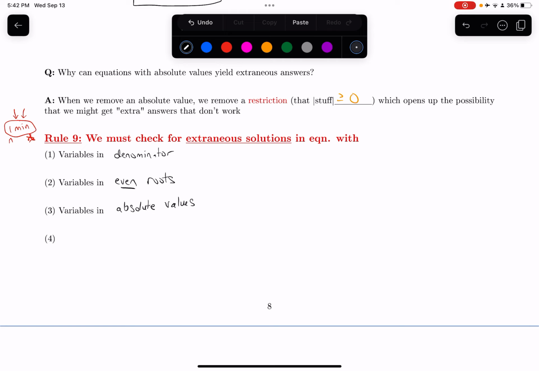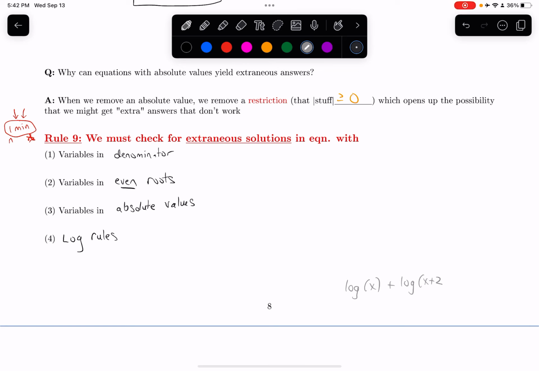There is a 4th situation which we'll see later in the course, and that involves equations where you end up using log rules. Those are things like, if you have a log, plus another log, maybe a log of x plus 2. Well, this becomes 1 log, and I multiply the insides together to get x times x plus 2. We'll see stuff like that later in the class, so we don't need to worry about that right now. So I'm just going to write down that we're going to see stuff like this in either week 7 or 8, towards the second half of the course.